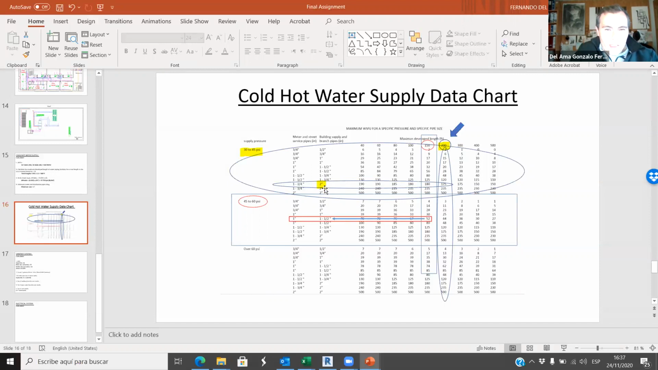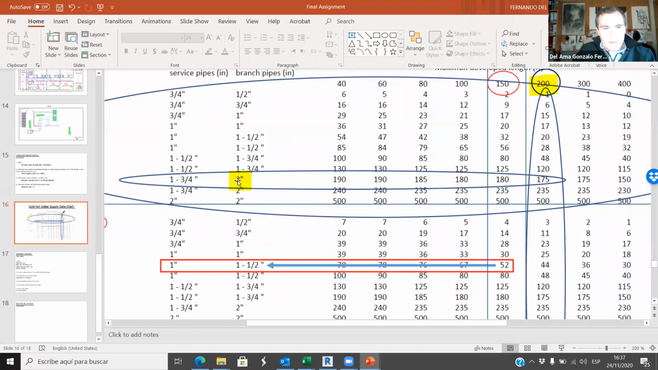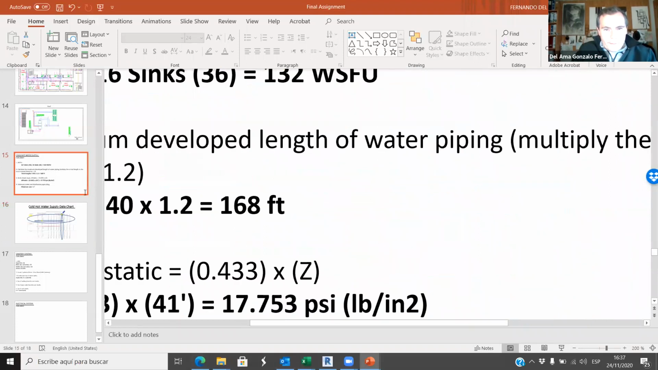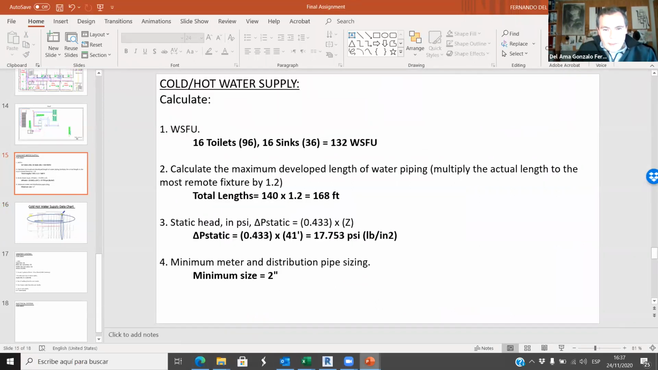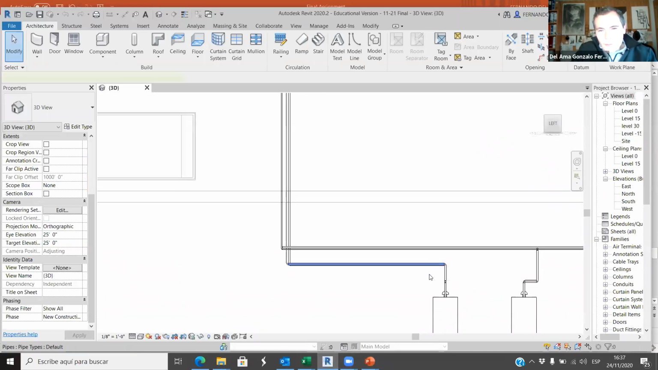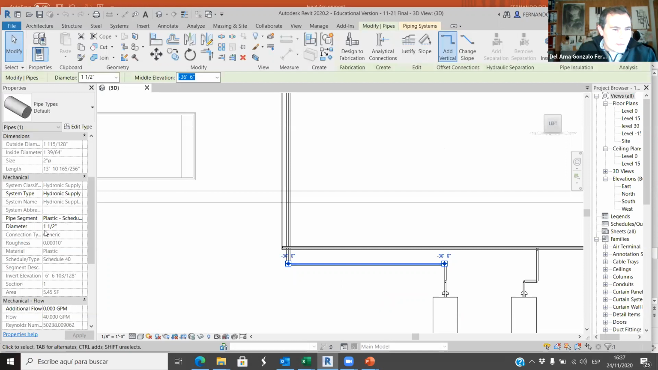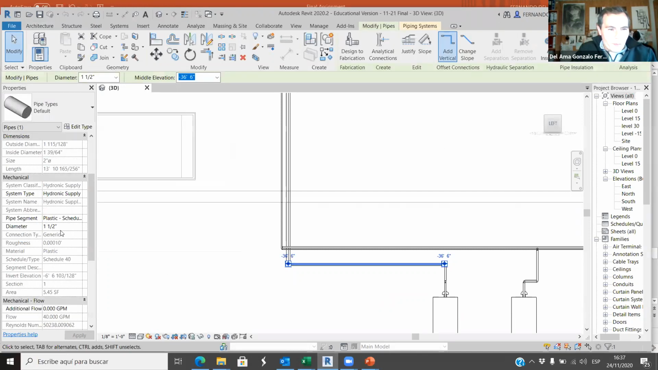And then we go here, and the minimum building supply in branch pipe is 2 inches. I can make it bigger. Okay, it's 2 inches. So yep, this is the minimum size, 2 inches. That means that if you are working with Revit, the minimum supply there is 1 1/2 inches. So then you have to change it because the minimum has to be 2 inches.